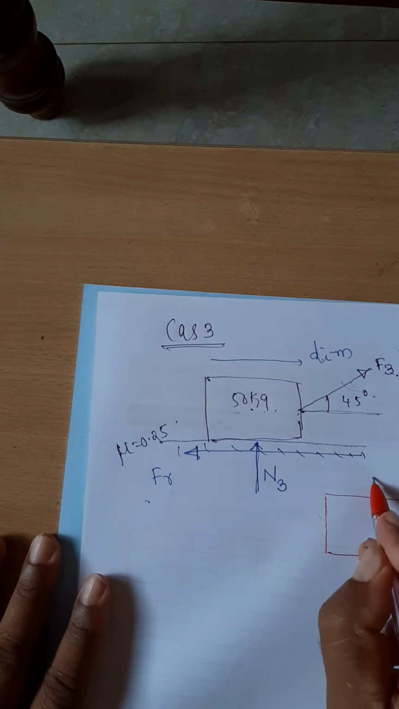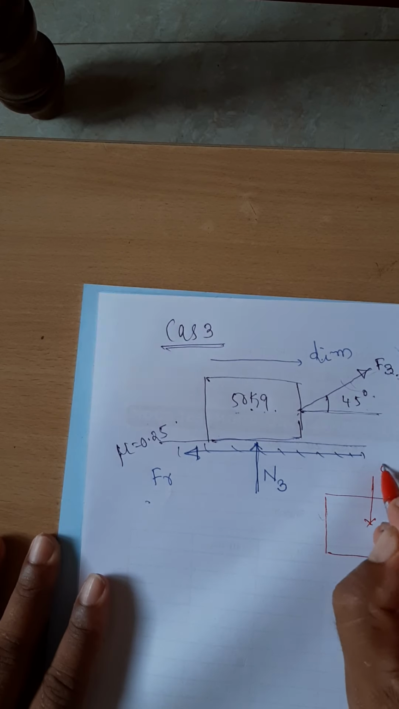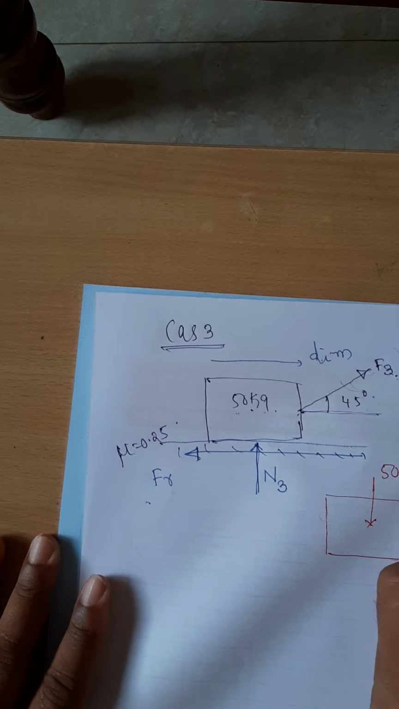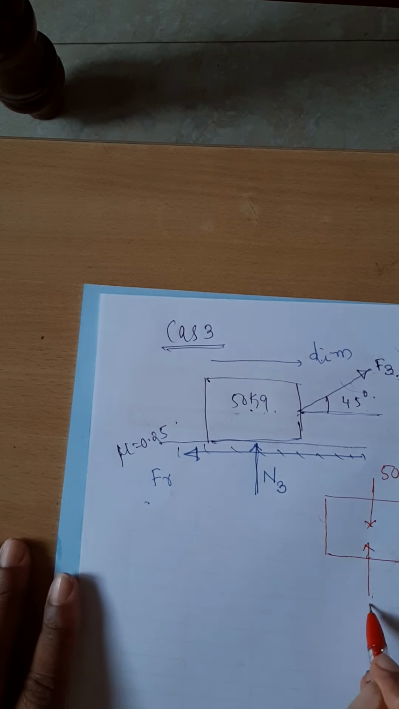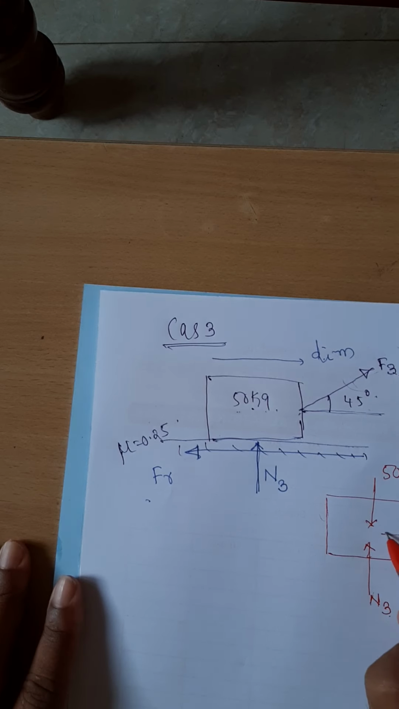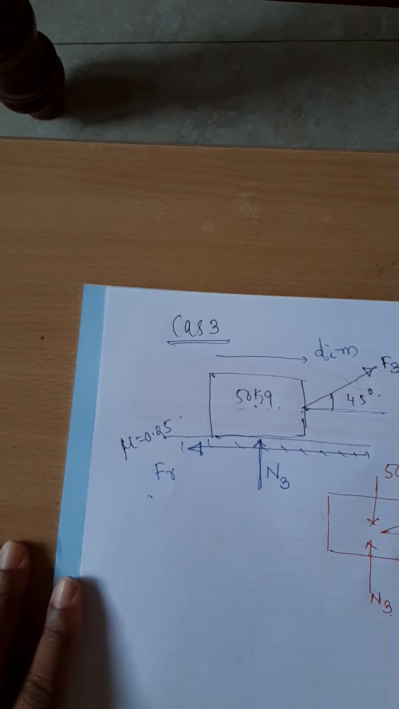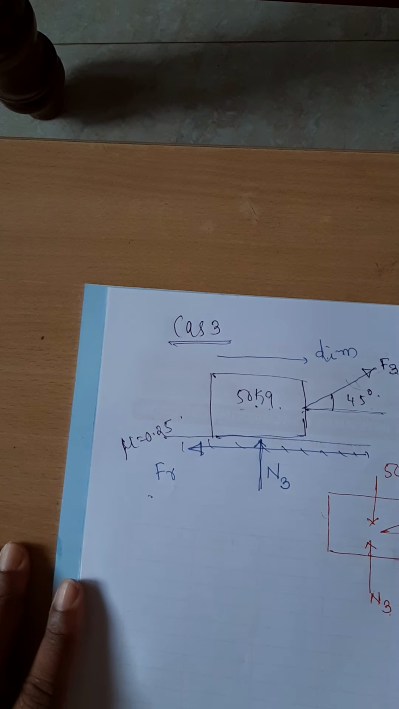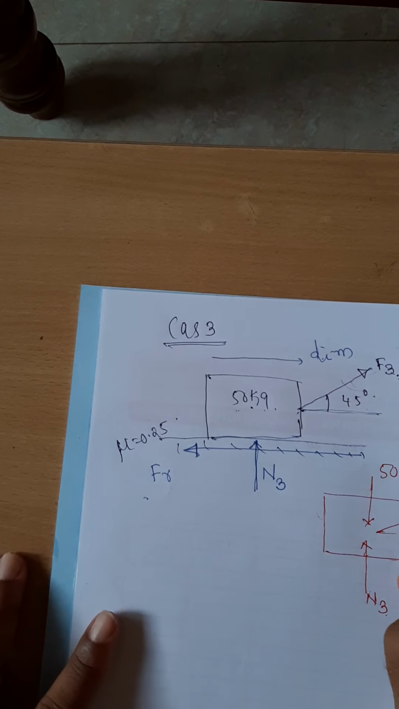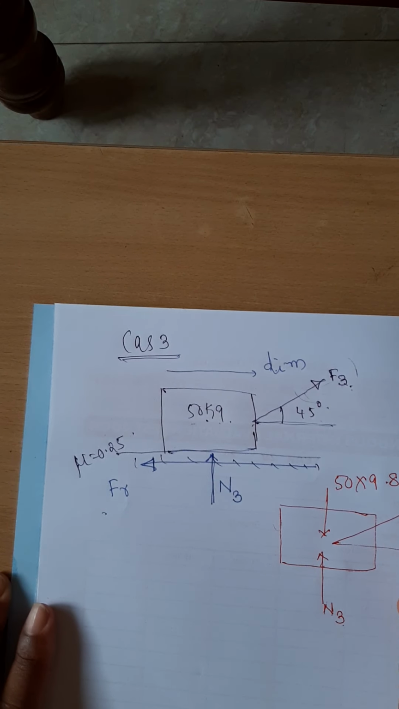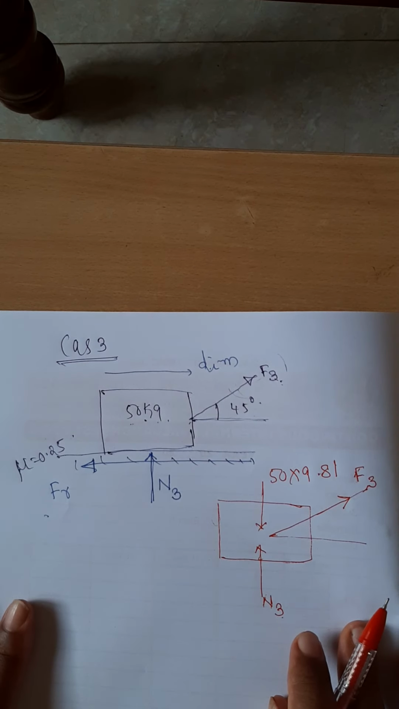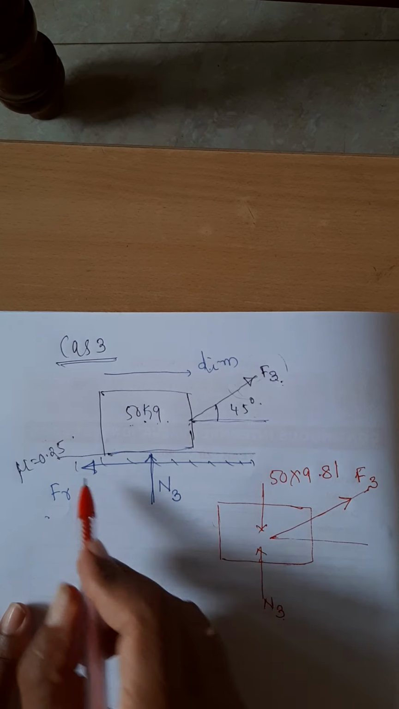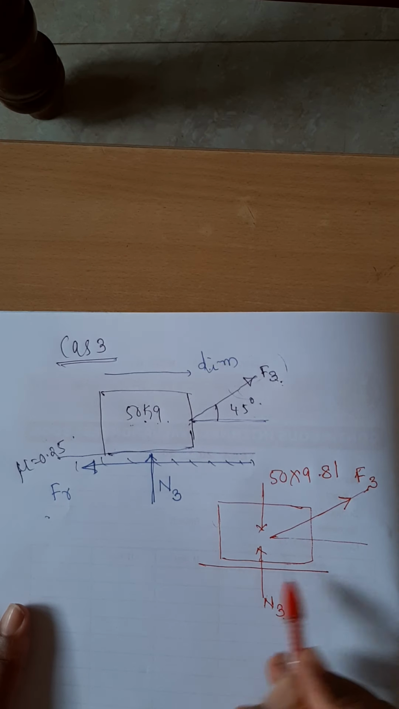The self weight is acting in a downward direction, equal to 50 into 9.81. Next, the normal reaction N3 is acting in an upward direction, perpendicular to the surface. Third, you are applying the force F3 on the body like this. Frictional resistance is developed opposite to the direction of motion.